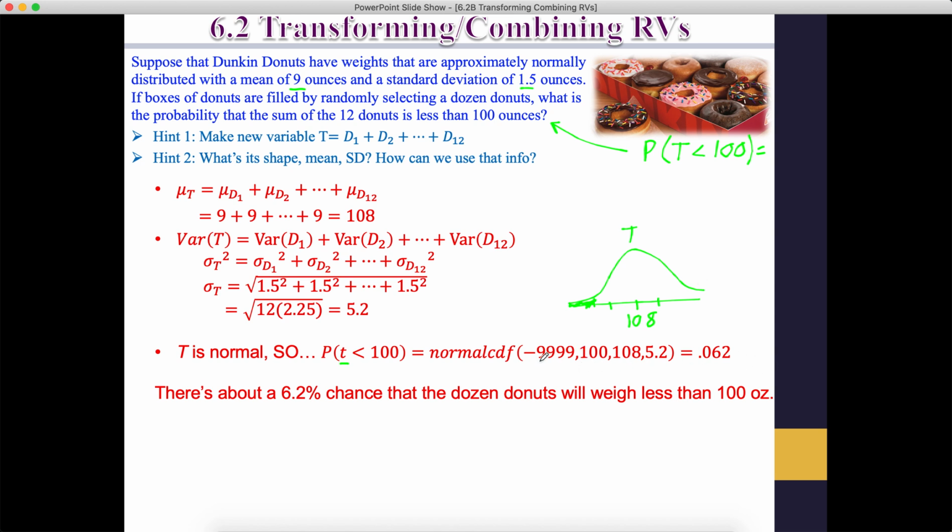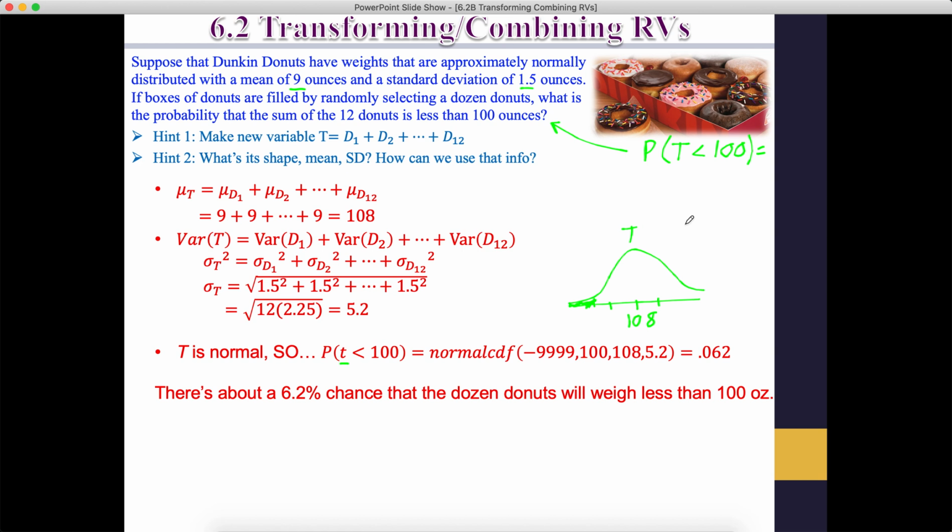But yeah, we should be very comfortable with this by now. Normal CDF, negative infinity, comma 100. That's our boundaries, comma mean, comma standard deviation, and that gets us about 6%. So the interpretation, which it didn't ask for, but it's never a bad idea to include it anyway: there's about a 6.2% chance that the dozen donuts will weigh less than 100 ounces.